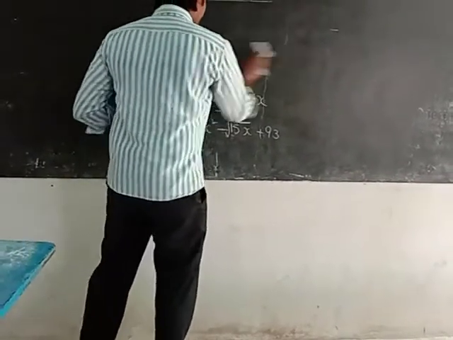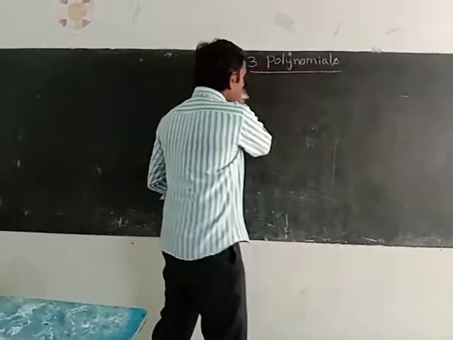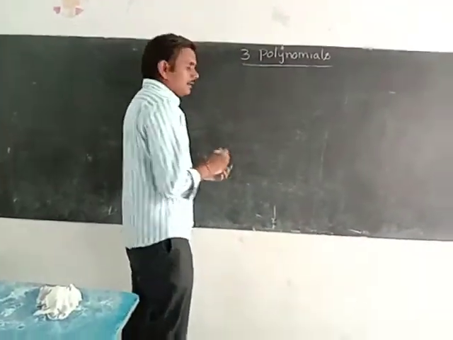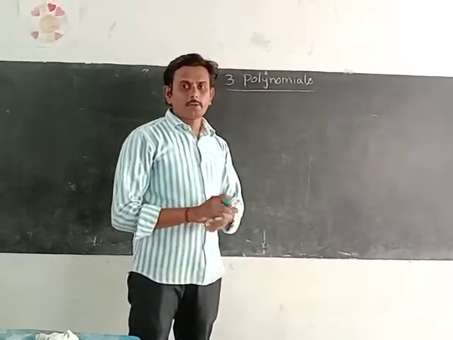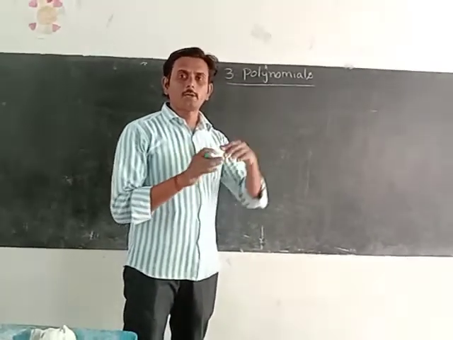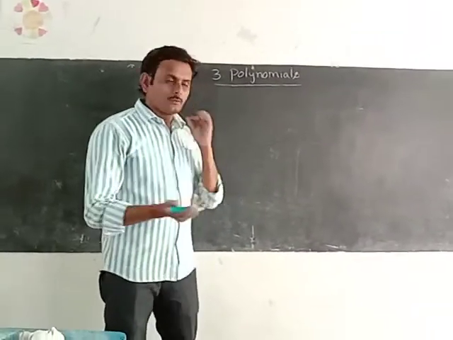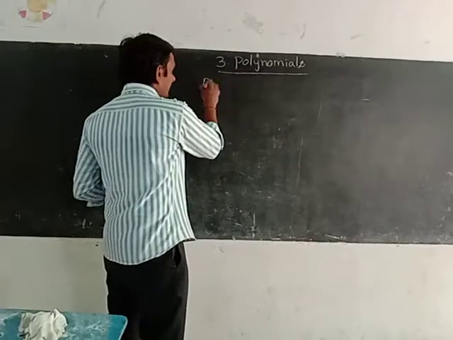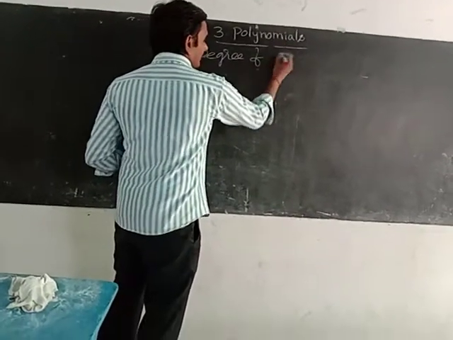Next one, degree of the polynomial. Already we know that a polynomial should have one term or more than one term, but the variable power should be positive. For example, I take a degree of term. I want to calculate now the degree of the polynomial.